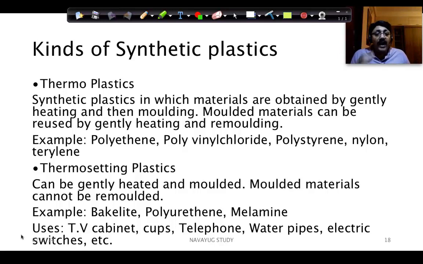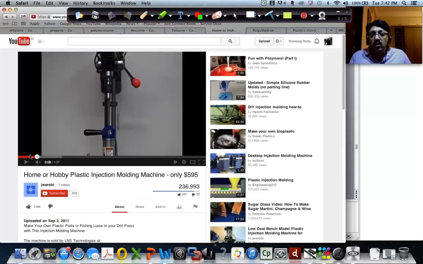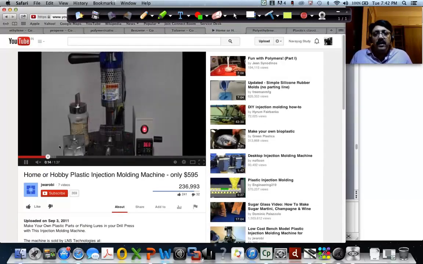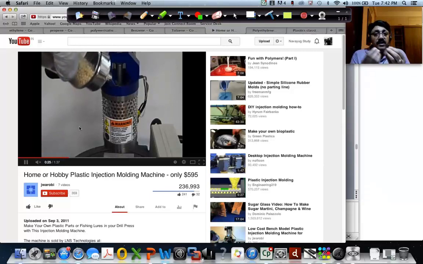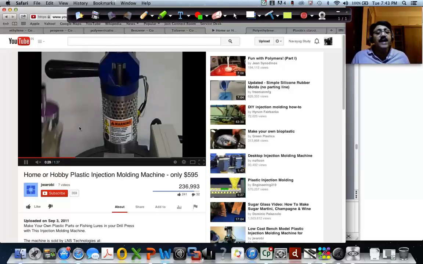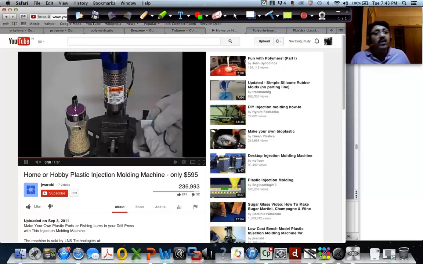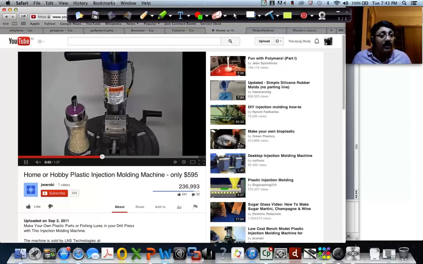So if you look at this video, this is actually a plastic molding machine which a hobbyist uses to mold plastic, right? And you can see these are the granules of a thermoplastic, which could be, for example, polyethene or polystyrene. He puts that in. Now what is happening is the granules of plastic melt, and once it melts, the melted plastic is injected into this mold. When it is injected into the mold, it takes the shape that is inside the mold, and then it cools down, and then you get the plastic in that shape, right? So let us see what happens.